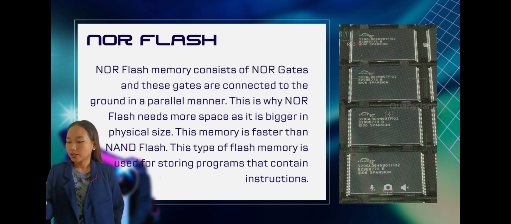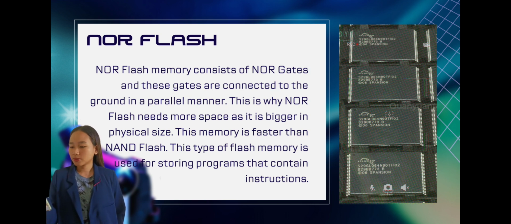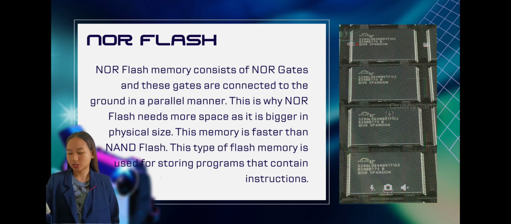NOR flash memory consists of NOR gates, and these gates are connected to the ground in a parallel manner. This is why NOR flash needs more space, as it is bigger in physical size. This memory is faster than NAND flash. This type of flash memory is used for storing programs that contain instructions.